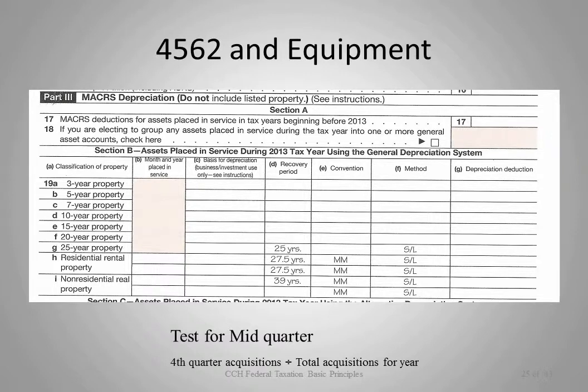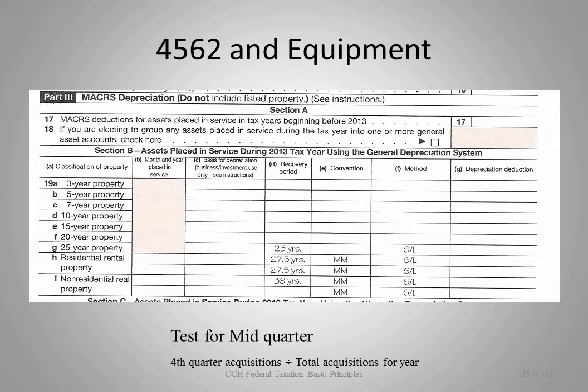And then column B, month and year placed in service, is all blotted out. We're not going to separately record. We're going to put all of our 5-year property together as a single number. So all of our 5-year property, and in fact, all of our property on lines A through F will either be half year or mid-quarter. And the test for mid-quarter is down there at the bottom.